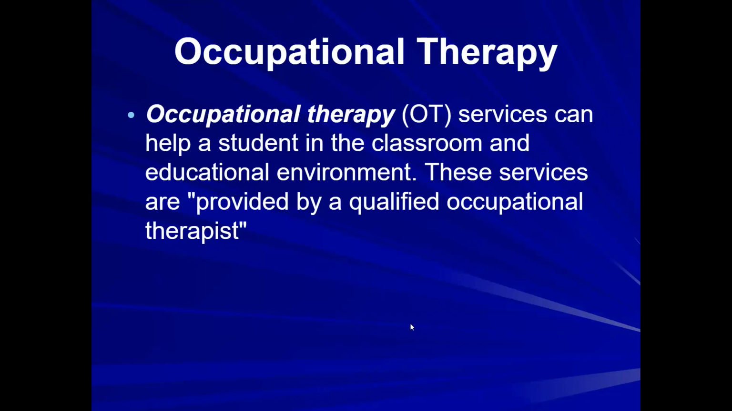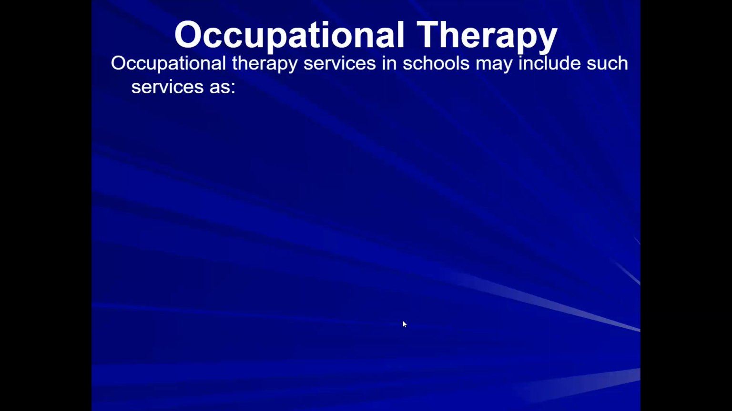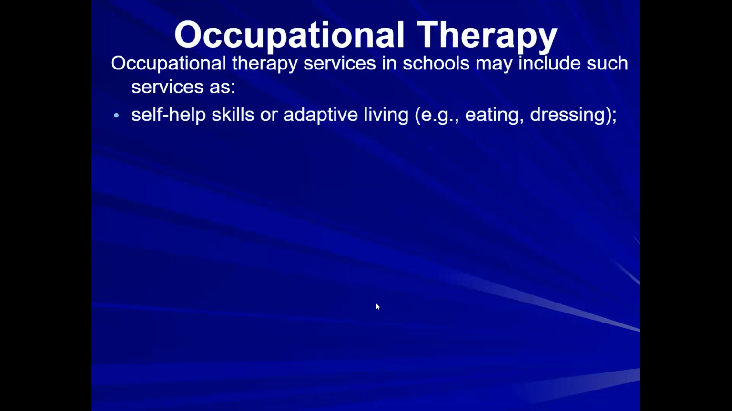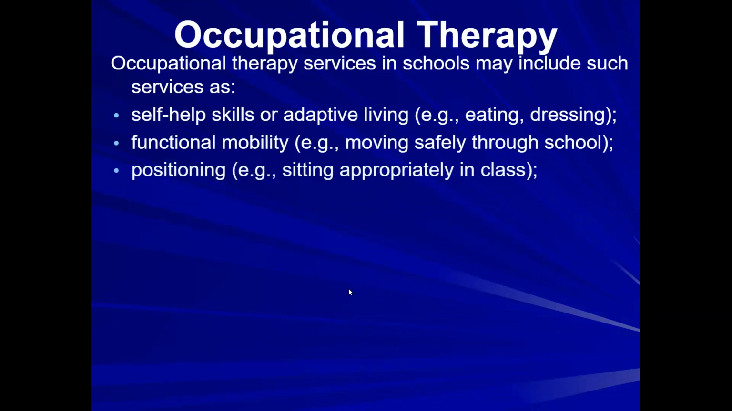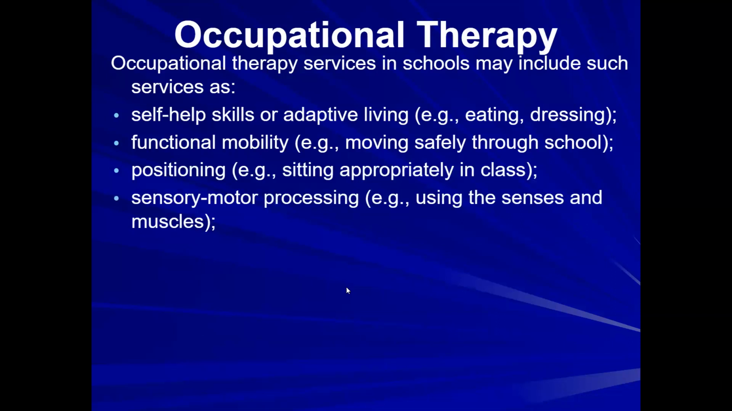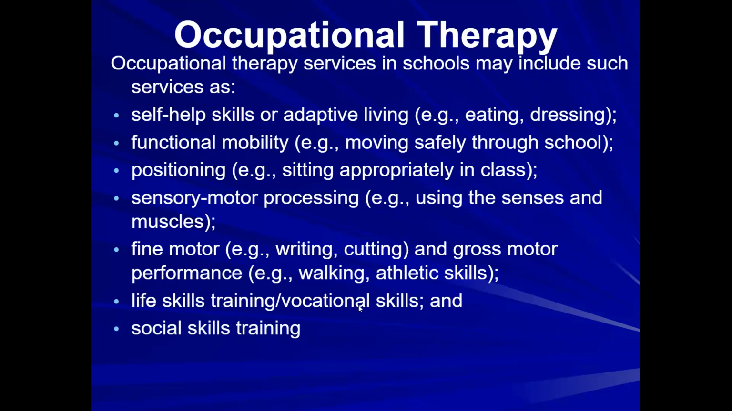These services are provided by qualified occupational therapists. Occupational therapy services in school may include such services as self-help skills or adaptive living, meaning helping students with things like eating or dressing. Functional mobility, which is basically moving safely through the school. Positioning, meaning sitting appropriately in class. Sensory motor processing, for example, using the senses and the muscles. Fine motor, such as writing and cutting. And gross motor performance, meaning walking and athletic skills. And life skills training, vocational skills, as well as social skills training.